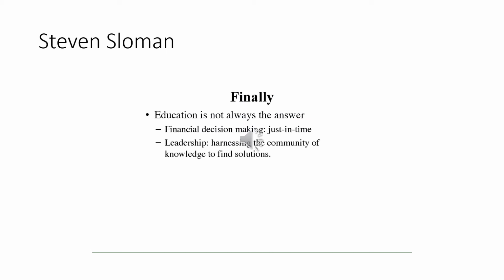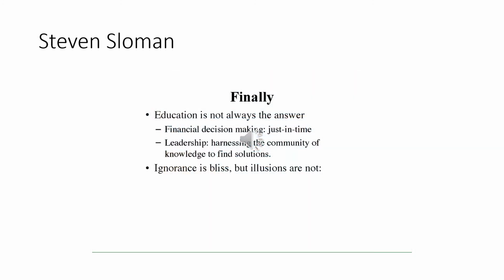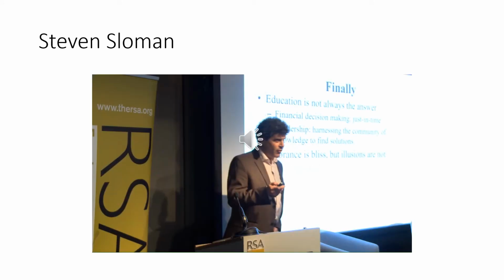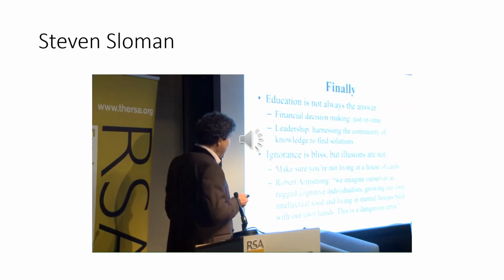There are important implications for leadership here. The value of a leader is proportional to their ability to use the community to find solutions to problems. So ignorance may be bliss. And the truth is, illusions can be pretty nice too. Voltaire said that: illusions are the first of all pleasures. But they can be problematic.